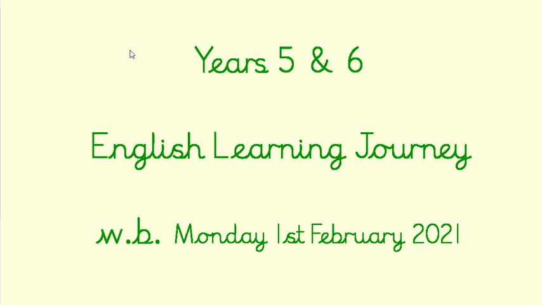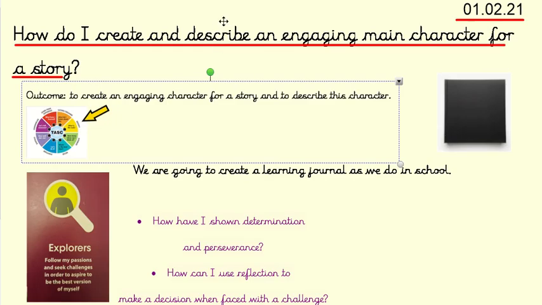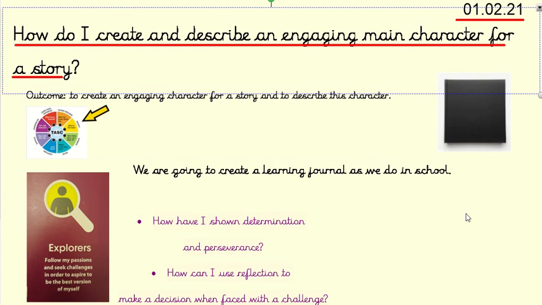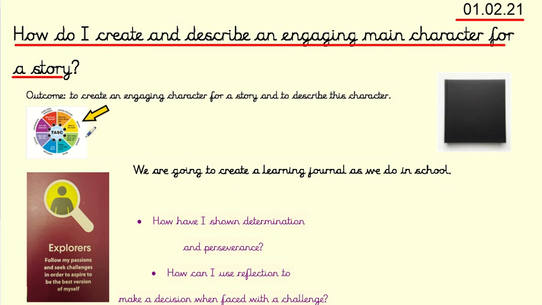So we're ready for entry number 2. Now, we'll just start with a quick recap about what we've done this morning or yesterday. So we had a look at our inquiry question. How do I create and describe an engaging main character for a story? We unpicked that question, so we found the key vocabulary and we made sure that we knew what our outcome was. We identified our outcome.